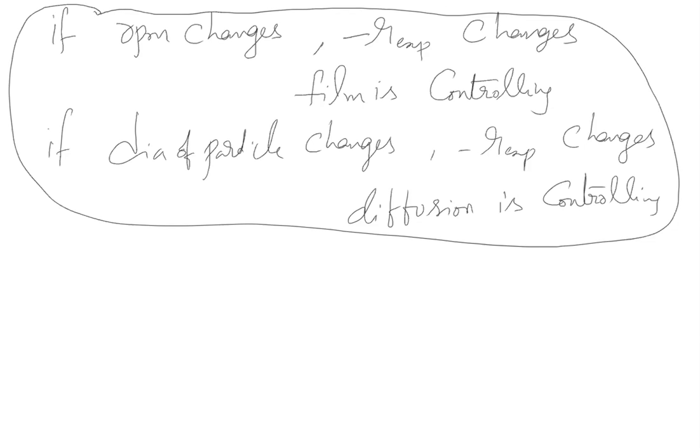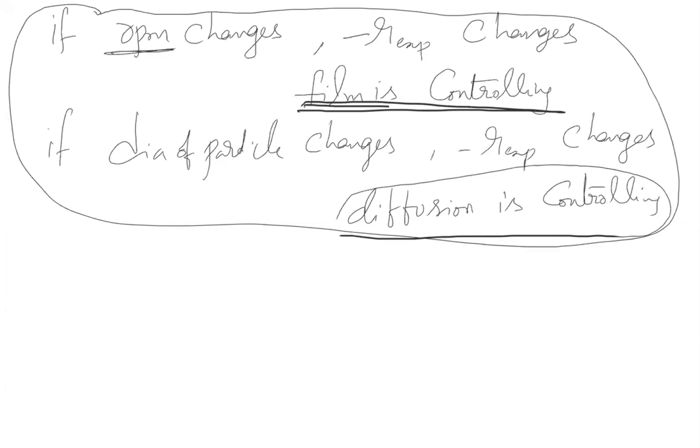RPM change for stirring speed, no? RPM of the motor. Film and external mass transfer are the same. This I have already repeated many times. When I am defining the class initially itself, film stands for external mass transfer. Diffusion stands for internal mass transfer.